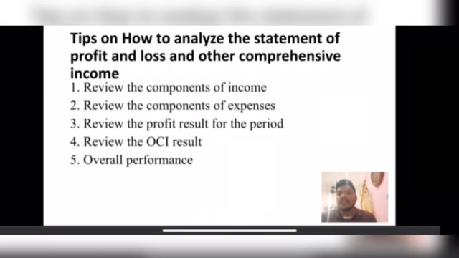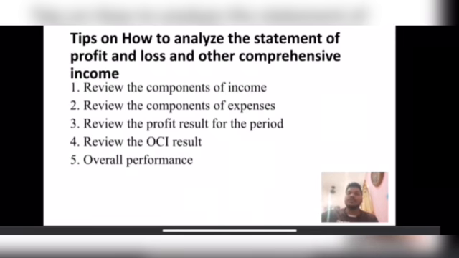The same explanation goes to the second point. You must see whether they increased or decreased their expenses and how they classify the expenses. The third one will be the profit. You must see whether the entity made a profit or loss compared to the previous reporting period. The fourth one is reviewing the OCI result: you must see whether their OCI had any significant changes, for example, asset revaluation. The fifth one is overall performance. You must see the overall performance of the company, and give your own opinion on how they performed, whether better or worse than the previous reporting period.